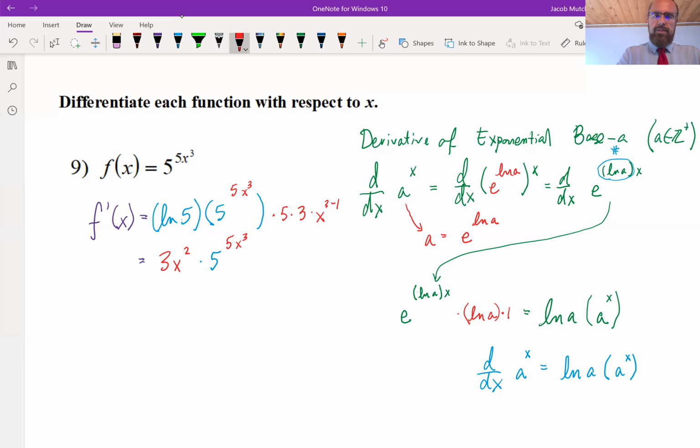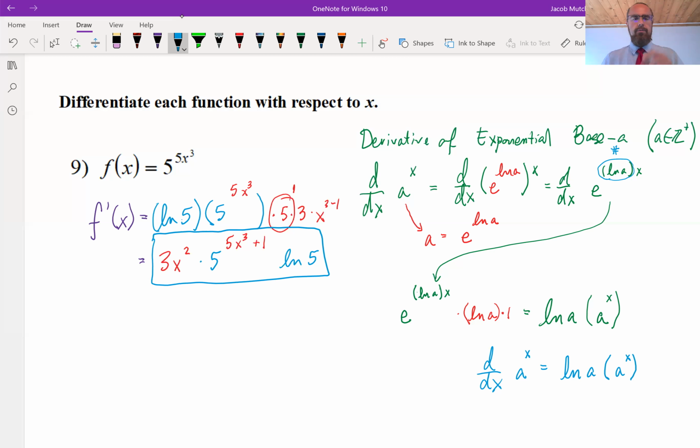But what I notice is that I have a spare 5, really to the power of 1. So instead of multiplying 5 times 3 to get 15, I'm going to wrap 5 to the power of 1 into this exponential, since they do share the same base, and write plus 1. And then the last piece that we have recorded there is the natural log of 5. And that completes my derivative of f of x equals 5 to the power of 5x cubed.